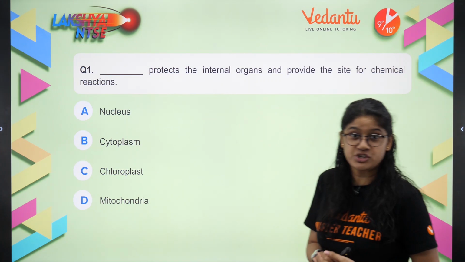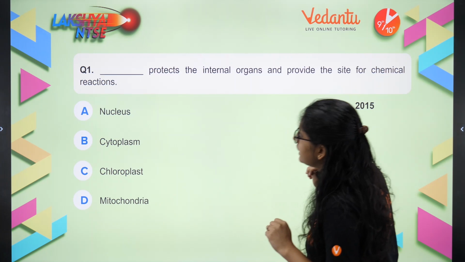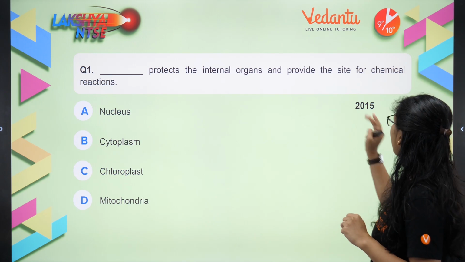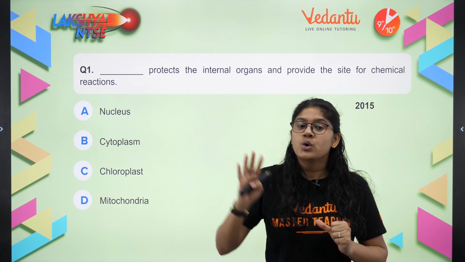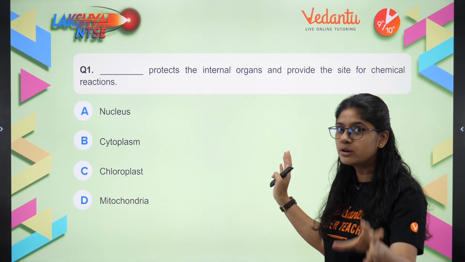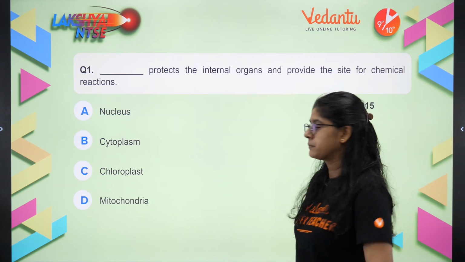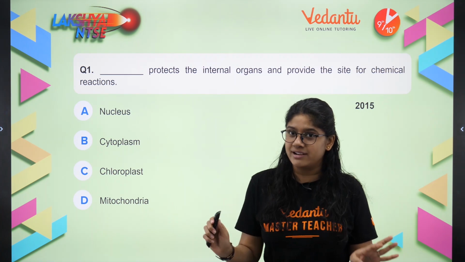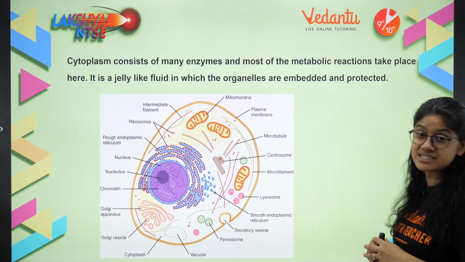Here is the first question everyone. The first question is all about the dash that protects the internal organs and provides the site for chemical reaction. You have to share what is the organelle which is actually protecting it and where the chemical reactions are occurring. Okay, and I'm giving you 2 seconds everyone. You must be writing a lot of things. You know the answer and of course let's just discuss.